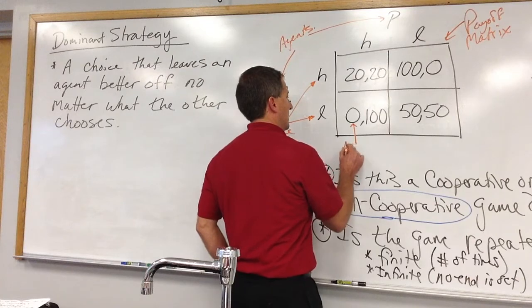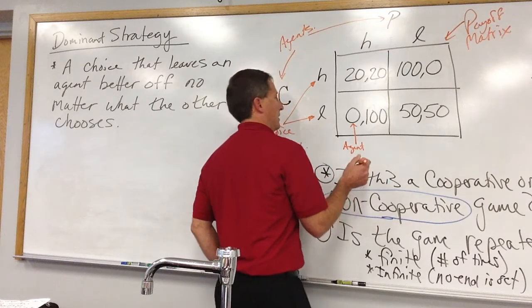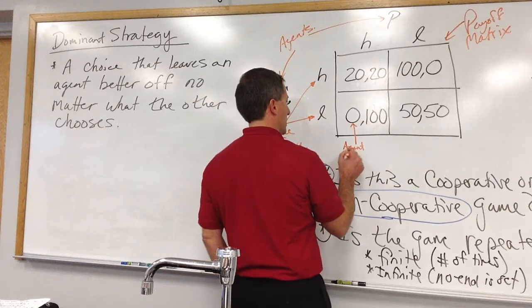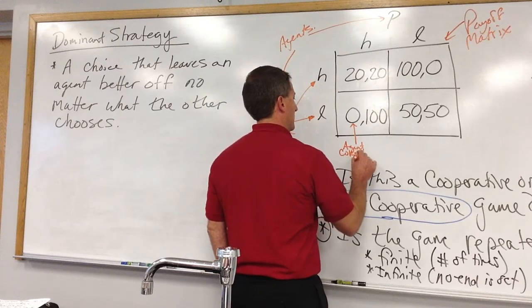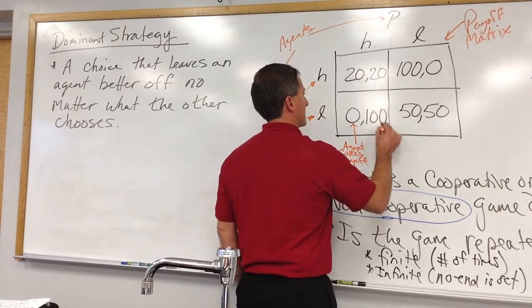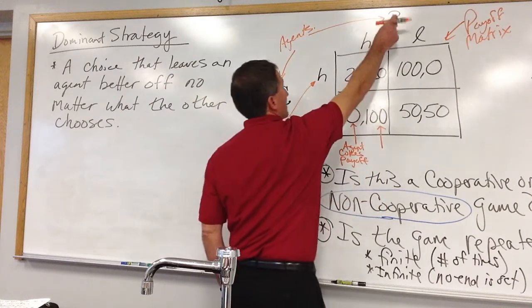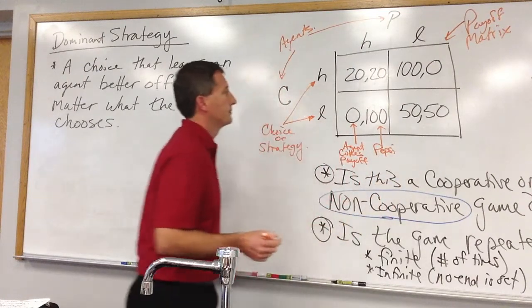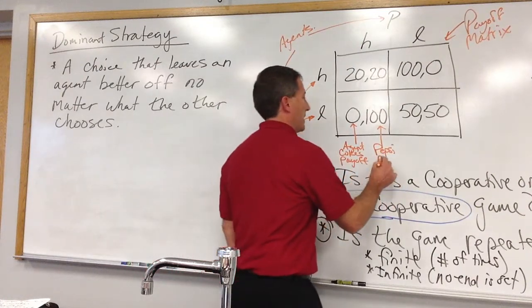And the first payoff is always the player, the agent listed to the left. So this is agent over here, agent Coke payoff. And this to the right is agent Pepsi here. This is Pepsi's payoff.